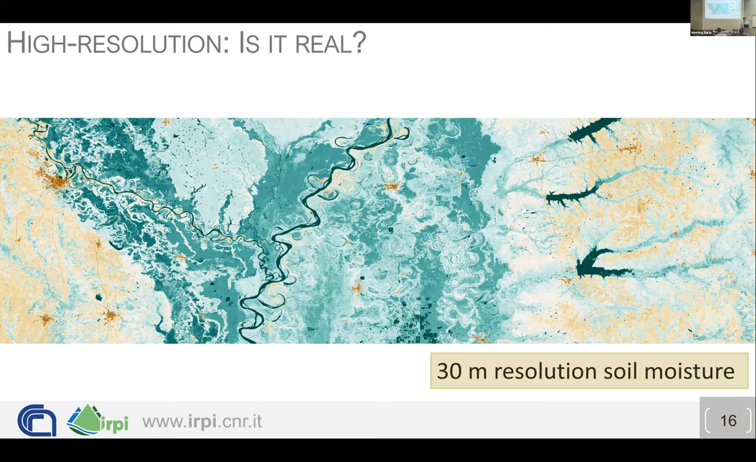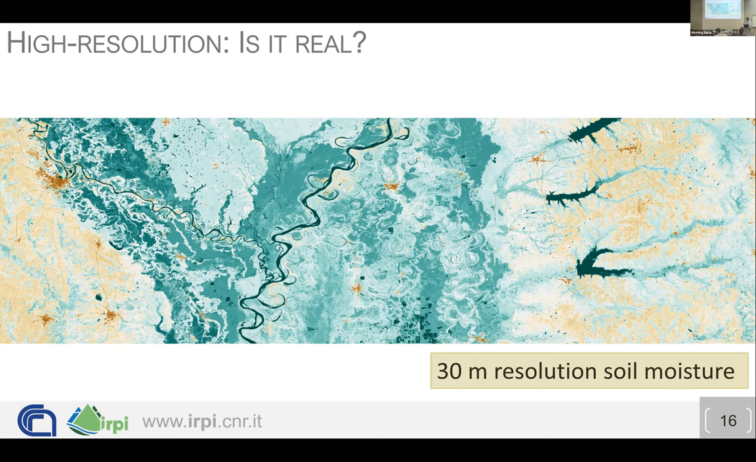And so what is the real and actual resolution of the data? And the same for the modeling. For the modeling, I don't have slides, but typically you have a model that is 1 kilometer, but then the forcing is 100 kilometer. They are using, I don't know, meteorological data from ERA5 at 50 kilometer. And then they say, okay, this model is 30 meters simply because they have a digital elevation model run for 30 meter resolution. But if the forcing is 100 kilometer or even more, we have a problem.